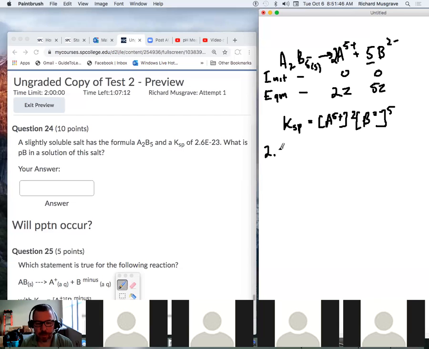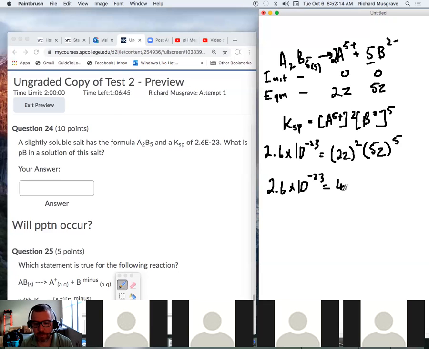The KSP value is 2.6 × 10⁻². And then we can substitute in our values here, 2z squared and 5z to the fifth. And then we can start solving for it. I'll go ahead and write this out. 2.6 × 10⁻² = 4z squared. And then 5z to the fifth, let's see what 5 to the fifth is. 3125.